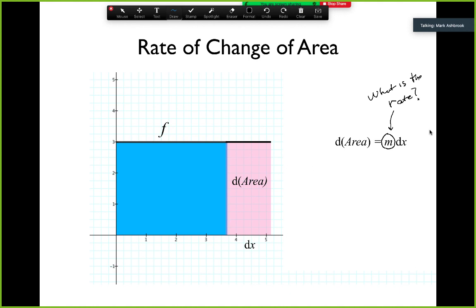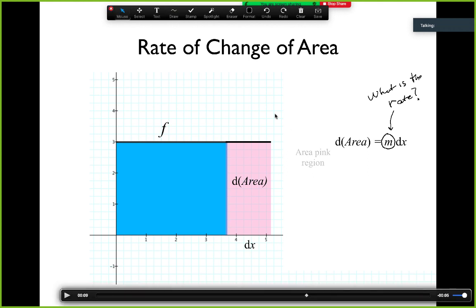What is the rate, knowing that our little change in our quantity equals the rate times a little change in the independent variable, dy equals m dx? Okay, so let's figure this out here. We know that dA, the area of the pink region, right? And then what is dx? dx is like the base of this rectangle.